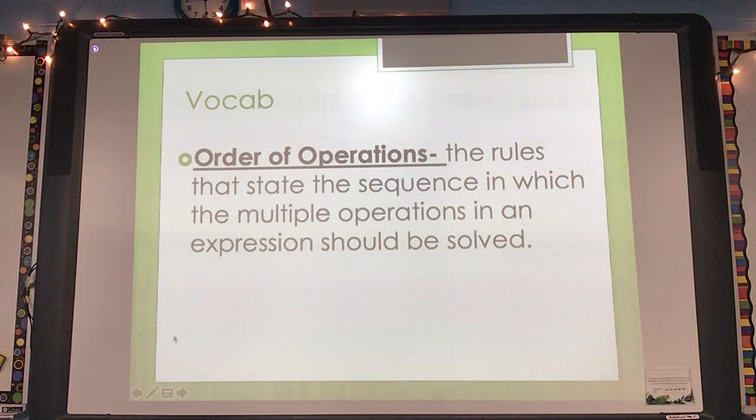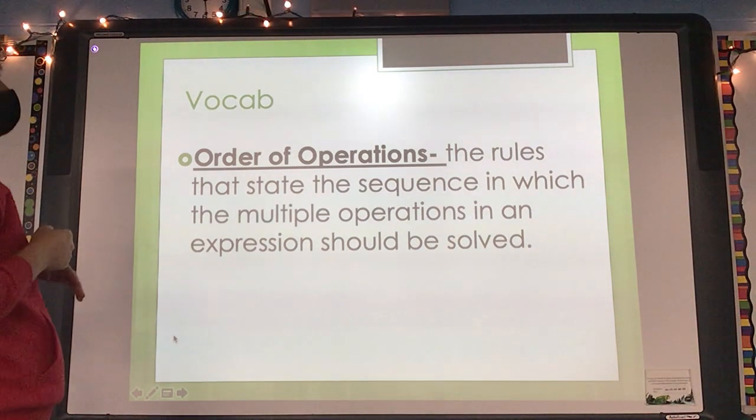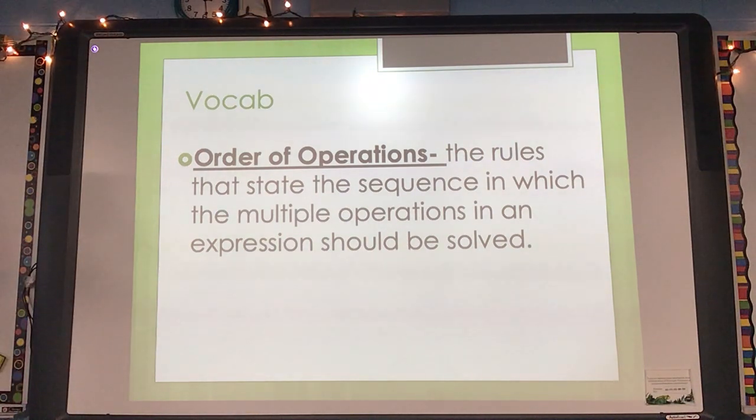So here's our vocab word for today, order of operations. These are rules. Rules meaning it is not optional. Okay? You have to do these. That state the sequence. Ooh, there's a reading word, sequence. What's that mean? We use it in grammar actually too in our writing. Charlie? The order. The order in which the multiple operations in an expression, ooh, vocab word from yesterday, expression, should be solved.